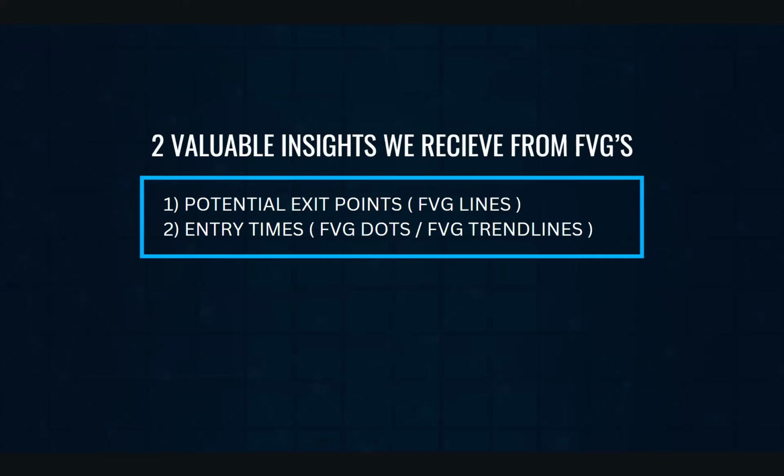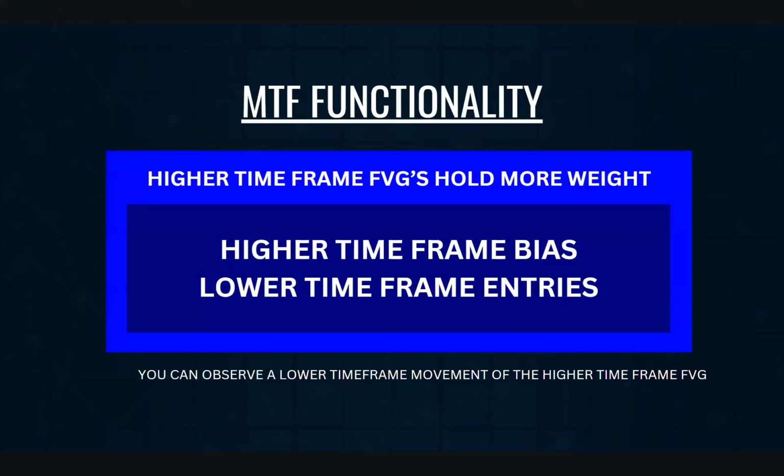Two valuable insights we can receive from these fair value gaps or imbalances: number one, potential exit points, which we use the fair value gap lines for, and number two, the entry times, which are the fair value gap dots or the fair value gap trend lines. It can show you when is the best opportunity, when is the time to start looking for longs, and when is the time to start looking for shorts. There obviously are going to be other times around this, but this is giving us more confirmation as to when these moments happen.